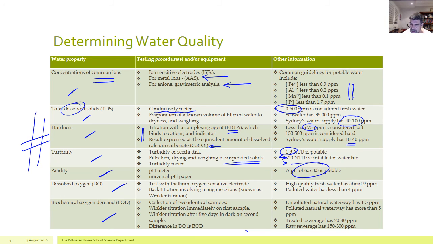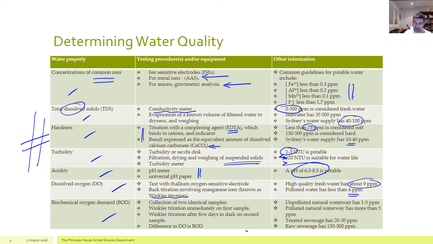Acidity, we want to make sure the acidity is around a 6 to 8 range, and I shouldn't need to tell you that you're looking at a pH meter or universal indicator paper to measure that. And then dissolved oxygen, we have the Winkler method, the Winkler titration, which is a back titration, or testing with oxygen sensitive electrodes. So there are actual oxygen meters you can talk about in order to measure dissolved oxygen. We want to make sure that good quality fresh water has around about 9 parts per million dissolved oxygen, and polluted water very, very low. So this is an important one because with dissolved oxygen, the lower it is, the worse it is.